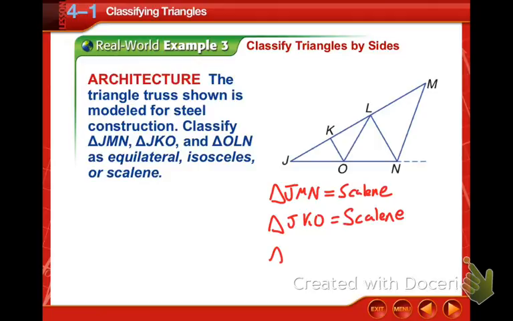And our last one, triangle OLN. So OLN is right here. It looks pretty equilateral, so we could assume it's equilateral. But I'm going to go ahead and just say that it's probably isosceles at the very least.